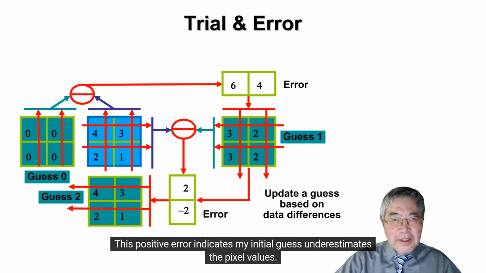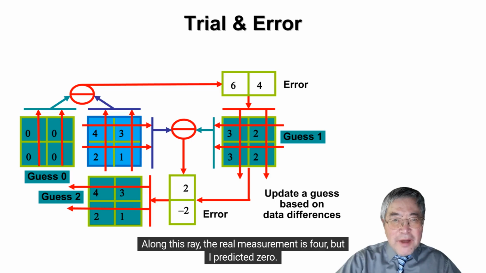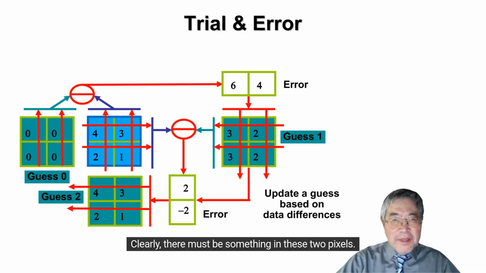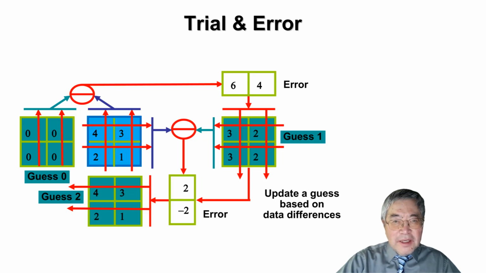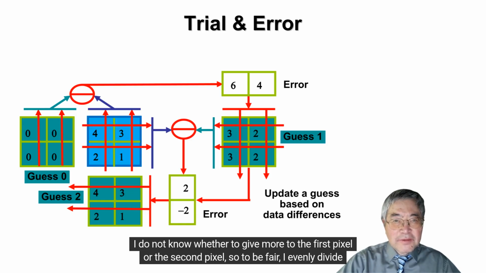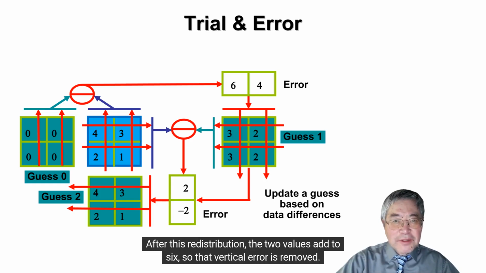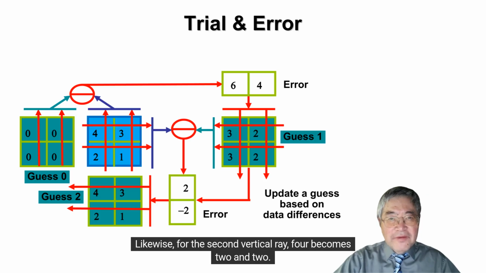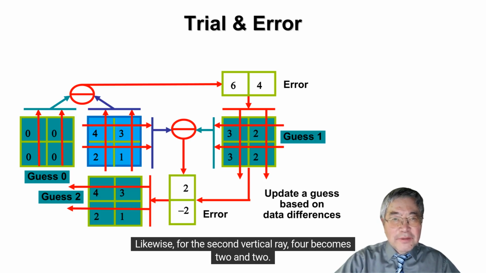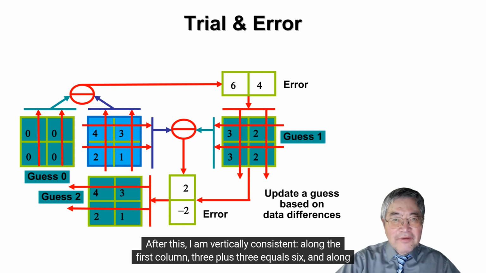This positive error indicates my initial guess underestimates the pixel values. Along this ray, the real measurement is 4, but I predicted 0. Clearly, there must be something in these 2 pixels. Their values should add to 6 along the first vertical ray. I do not know whether to give more to the first pixel or the second pixel, so to be fair, I evenly divide the error. 6 becomes 3 and 3. I put the error back. After this redistribution, the 2 values add to 6, so that vertical error is removed. Likewise, for the second vertical ray, 4 becomes 2 and 2. After this, I am vertically consistent.